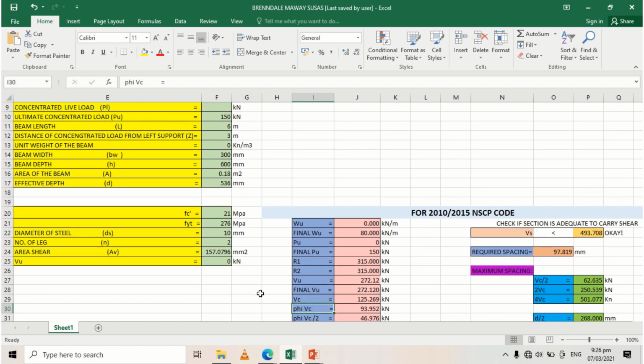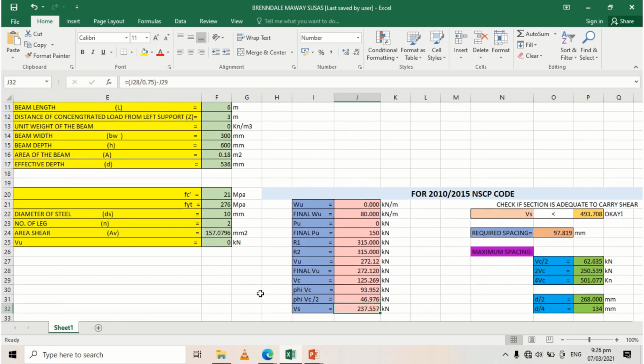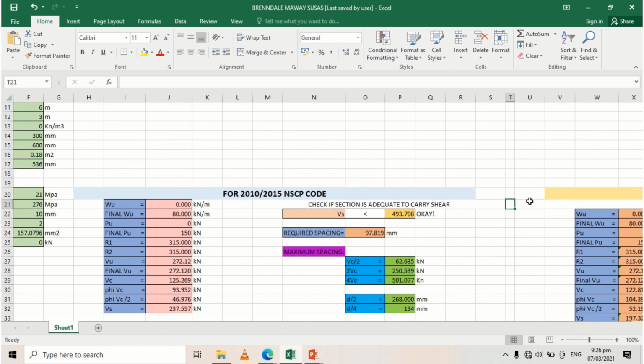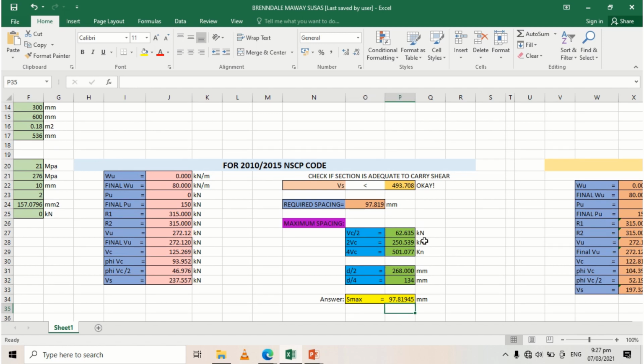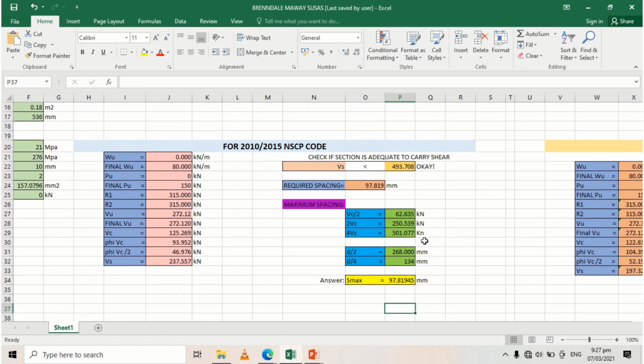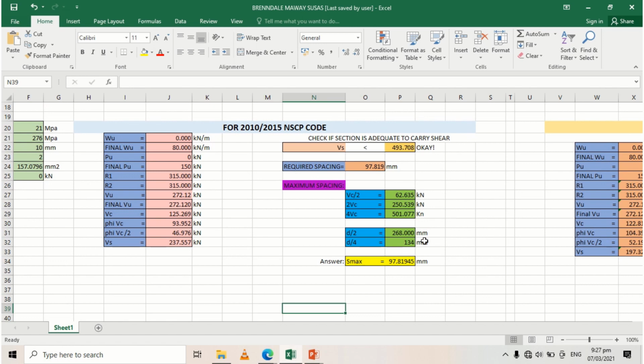So, for 2010, 2015, yung Vs natin is 237.557. And if we check natin kung section is adequate to carry shear, that is less than 493.708. So, okay siya. Then, nakuha natin yung required spacing na 97.819. So, disregard lang natin itong S-max dito kasi for maximum spacing na problem yan. Pero dito is design man yung ask ng problem.